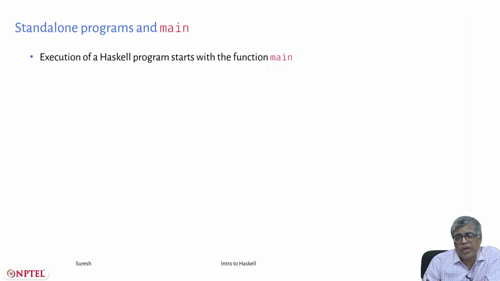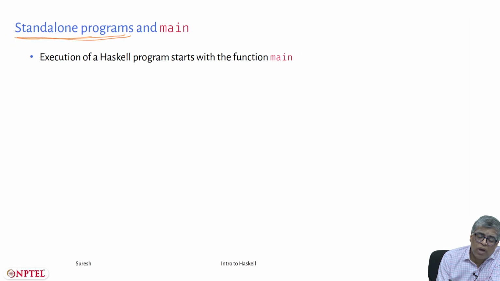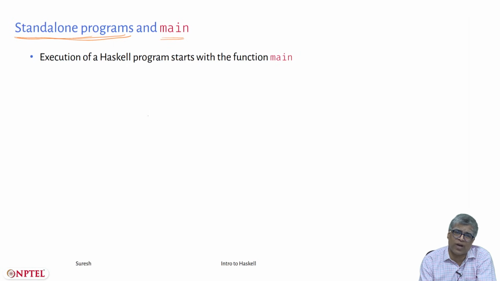And we can actually write standalone programs in Haskell. For standalone programs, you must provide a function called main. Execution of a standalone Haskell program starts with the function main if you are trying to execute it outside of GHCi.